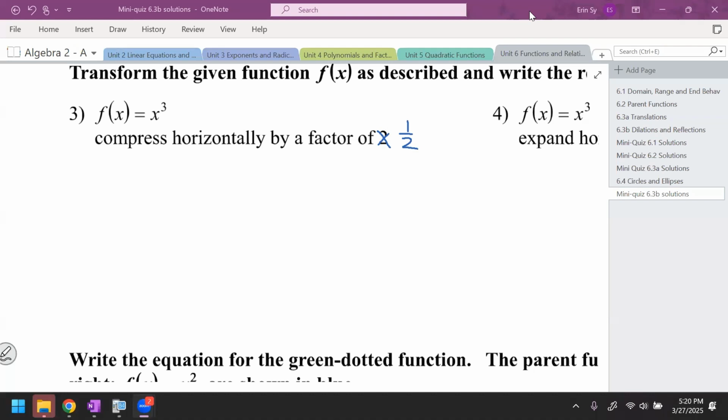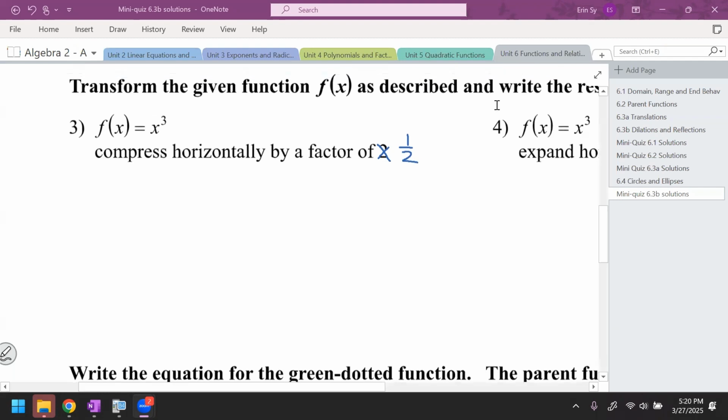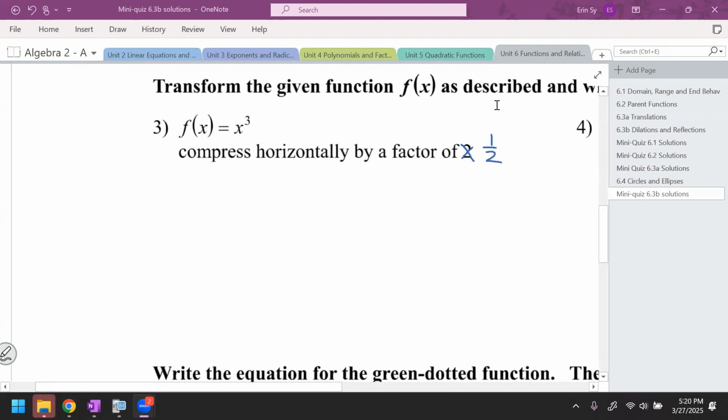Okay, let's try this next question, right? We have f of x equals x cubed, and I want to transform the given function as described and write the resulting function as an equation. My original is x cubed, right? And I want to compress it horizontally by a factor of 1/2. There's a typo here on some versions of the quiz, right? Let's start by writing the same equation, and let's put parentheses around just the x again.